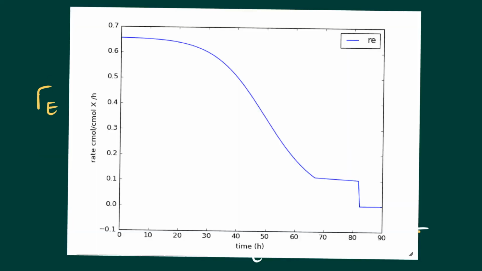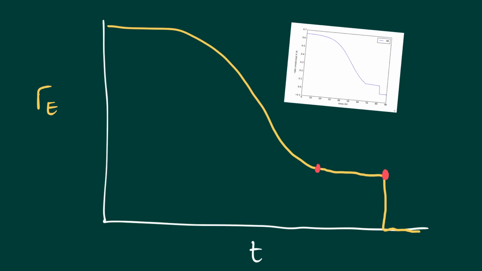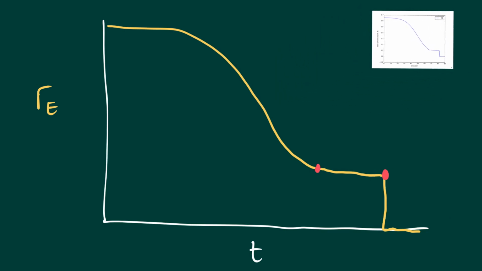So this is now the biomass-based rate, r_E. Have a look at the units here: C-mole ethanol per C-mole X per hour. This is the graph directly from the notes that I've generated for you. I'm just going to make this one smaller and redraw it like before. Now we want to think about what is happening, because the only difference between this graph and the previous graph is that we're now plotting ethanol production.